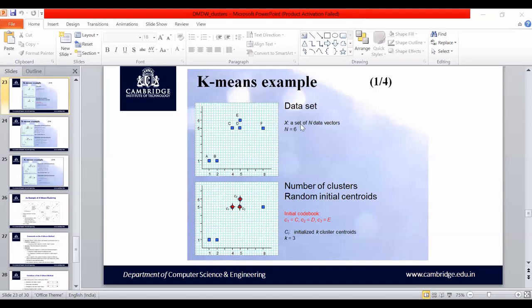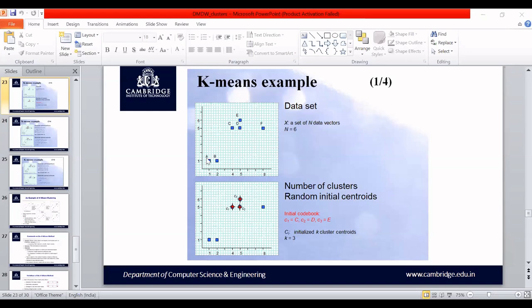So here you have to get the data points. For example, for A, it is 1, 1. For B, the X value is 2, so 2, 1. For C, the data point is 4, 5. For D, it is 5, 5. For E, it is 5 and 6. For F, it is 8, 5. So that would be your first step.